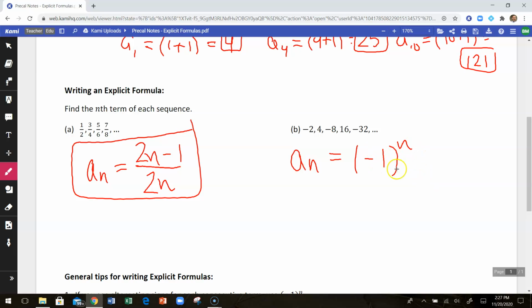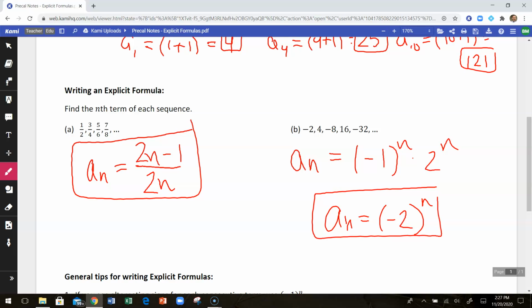Okay, so because we start with the negative, I'm just going to go -1 to the n. And then what else are we doing? Well, we're looking at the powers of 2. 2 to the first is 2, 2 to the second is 4, 2 to the third is 8, and so forth. So I'm taking this and I'm multiplying by 2 to the n. That's one way you could write it. Now that I know that, I could actually just do -2 to the power n. That's probably a better simplified version of that. But it is always nice to maybe start with that -1 to the n if you notice that your signs are continually alternating there.